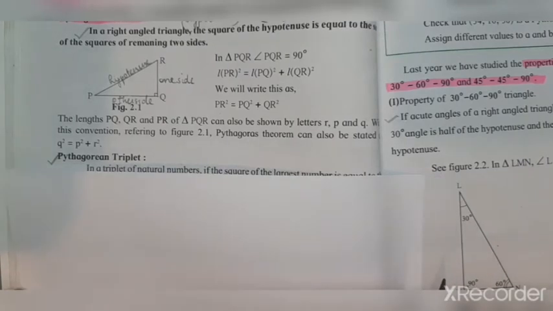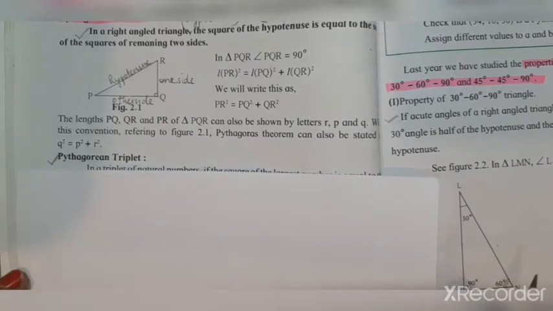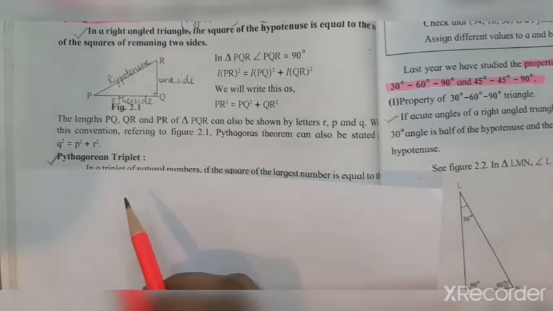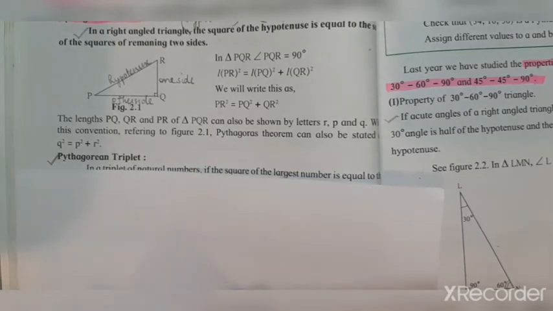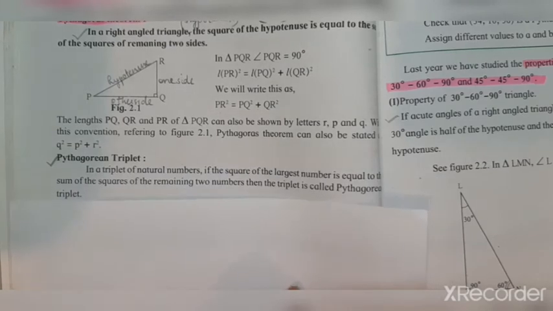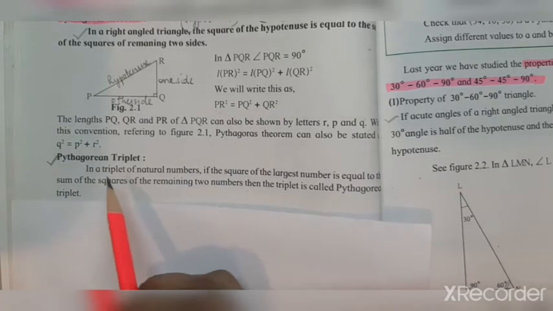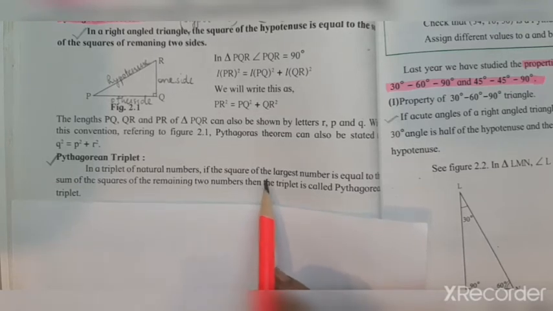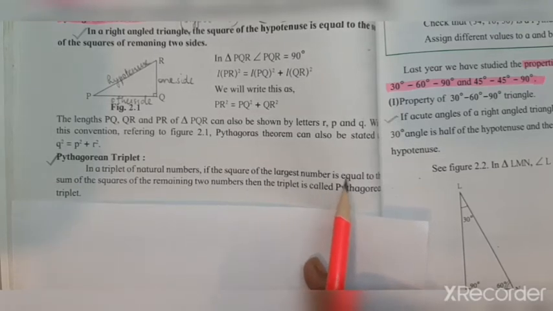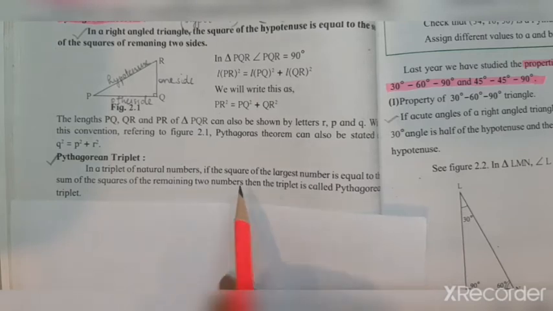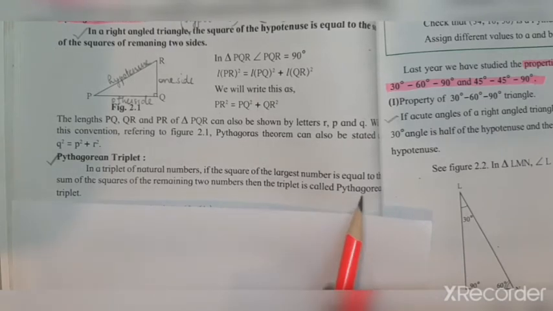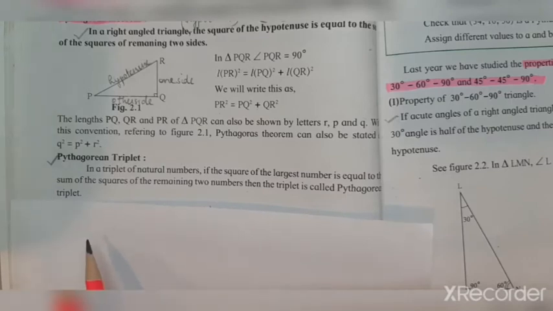After this we move to what is Pythagorean triplet. Now triplet means 3. Okay, and what is Pythagorean triplet? So something related to Pythagoras theorem. So we'll see what the statement says. In a triplet of natural numbers, if the square of the largest number is equal to the sum of the squares of the remaining two numbers, then the triplet is called a Pythagorean triplet.